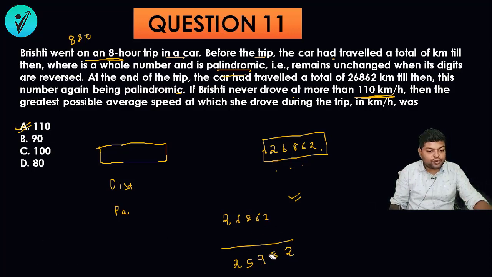Next, suppose my maximum speed is 90 kilometers per hour. So again 90 into 8, the total distance traveled in 8 hours will be 720. So if I subtract 720 from here, will I be getting a palindromic number? 2, 4, 8 minus 7 is 1, 6 and 2. So 26142 is not a palindromic number. So this is also not the answer.